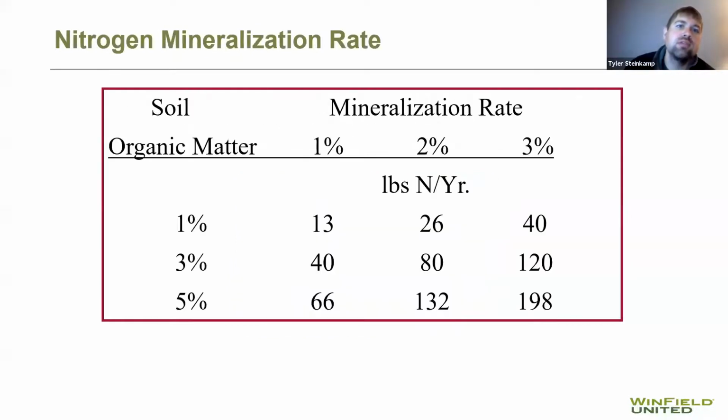Okay, we also get some nitrogen through mineralization. The higher your organic matter, the higher your mineralization will be. So for example, if we have 5% organic matter and we have 2% mineralization rate, we're going to have about 132 pounds of nitrogen available for that crop for that year.